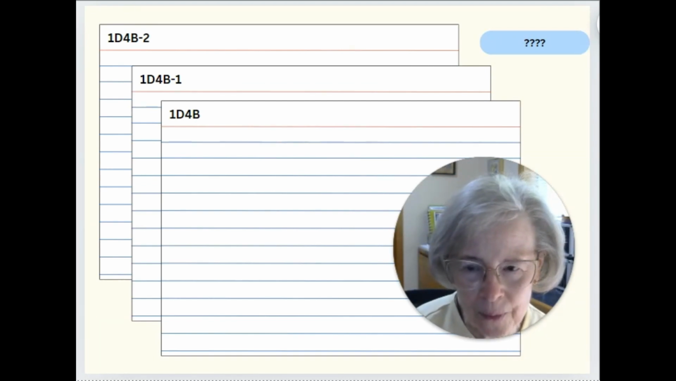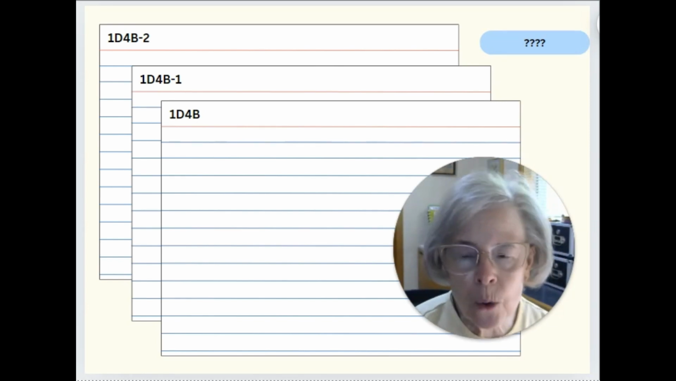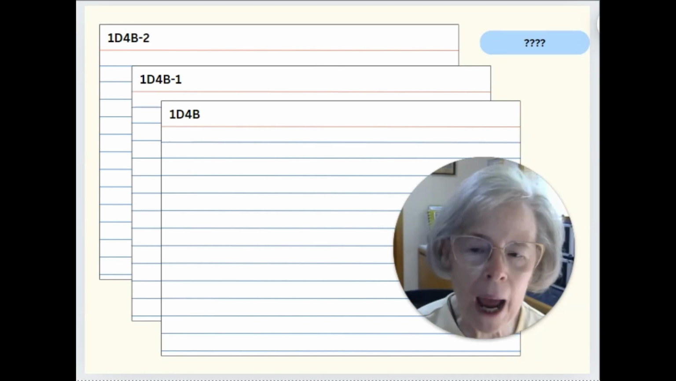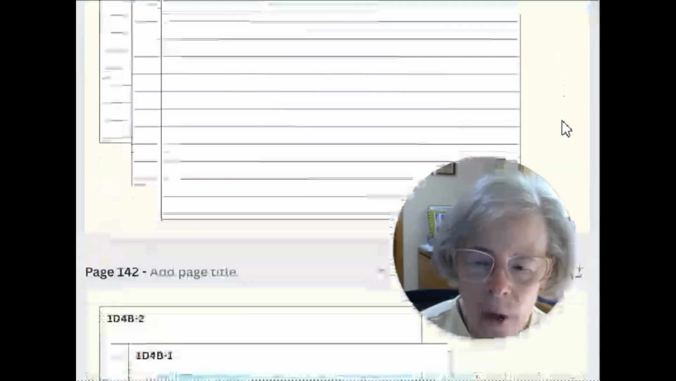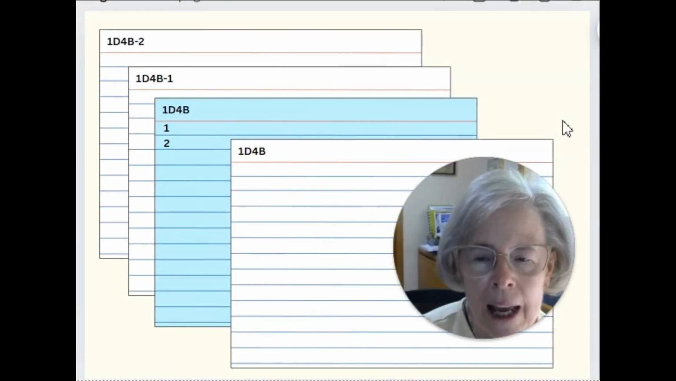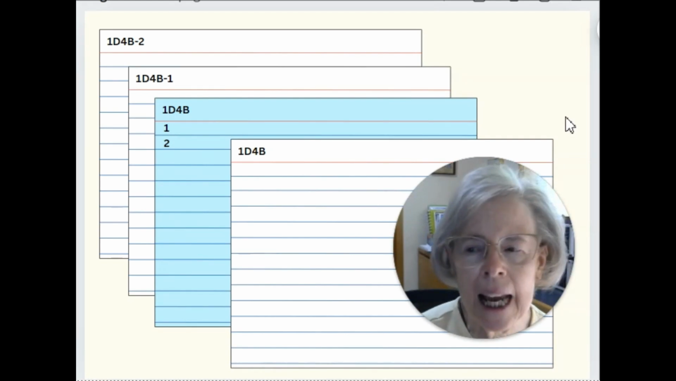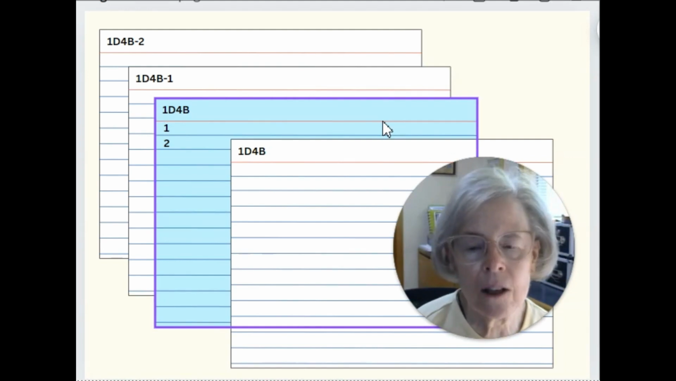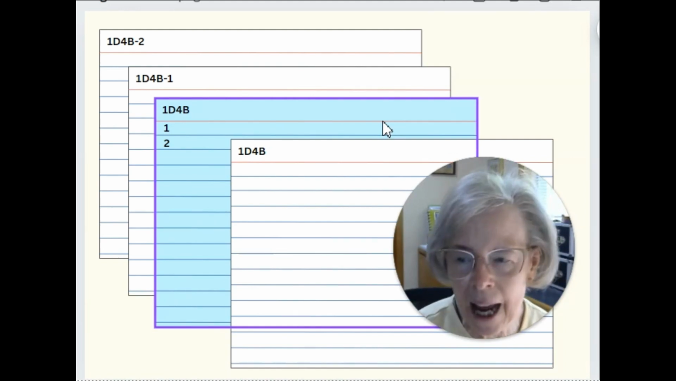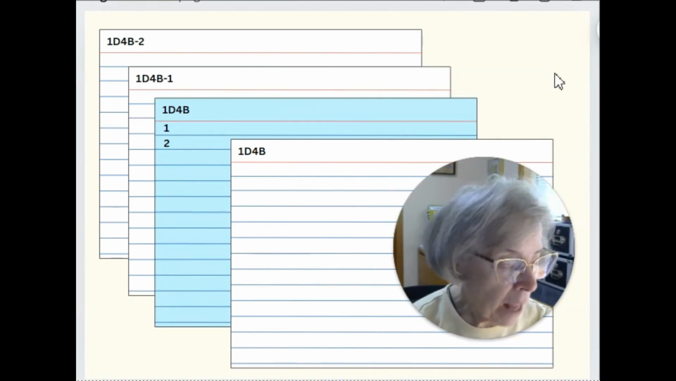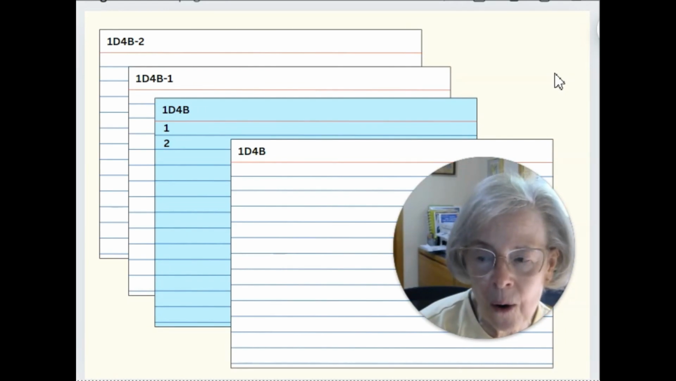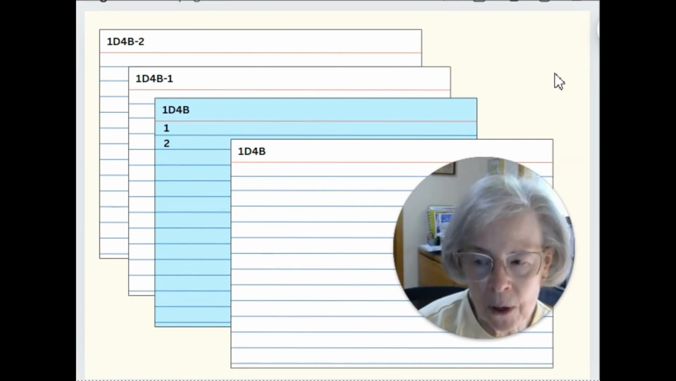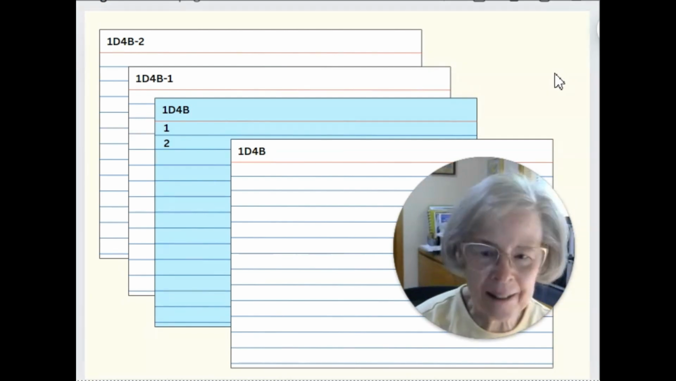You guessed it. It's 1D4B-2. And again, because we have two cards that both come right after 1D4B, we go ahead and build a directory card that isn't officially a part of our Zettelkasten. We show that because we put it on a colored card, and we indicate the two different cards that come right after 1D4B. And that's all there is to it. That's all you need to know to be able to number your cards the easy way.